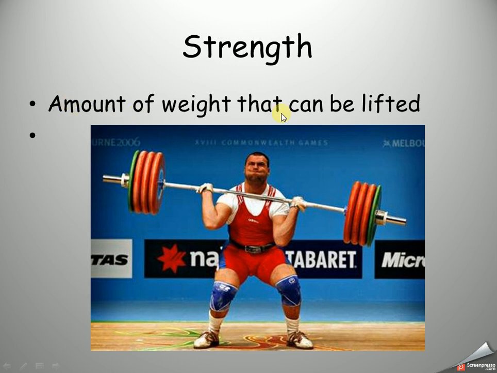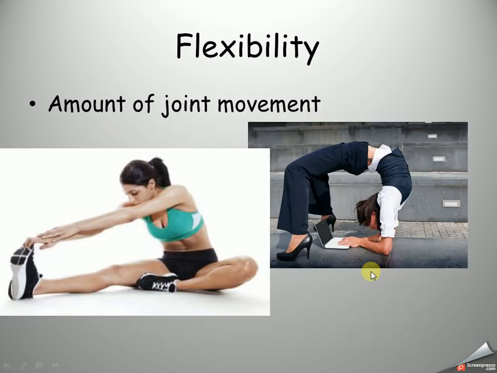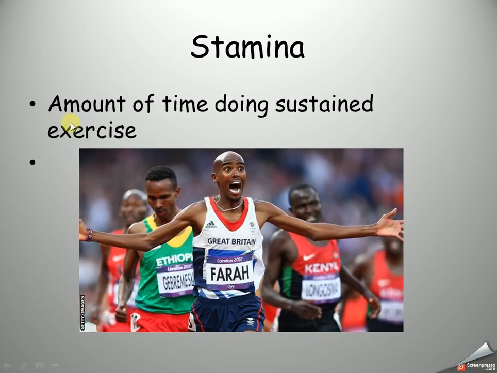So one of those ways is strength, which is the amount of weight that you can lift. Second way is flexibility. That's the amount of joint movement that you've got. Obviously this person's very flexible, and this person is obviously stretching their hamstrings, which is the muscle right behind your quads and basically the back of your legs. Stamina is the amount of time you can do sustained exercises. Mo Farah demonstrating that right there.